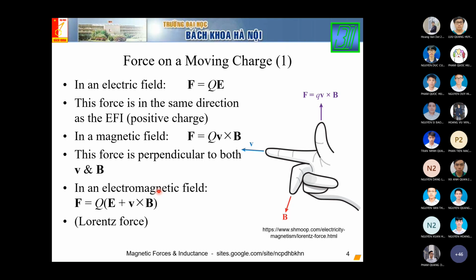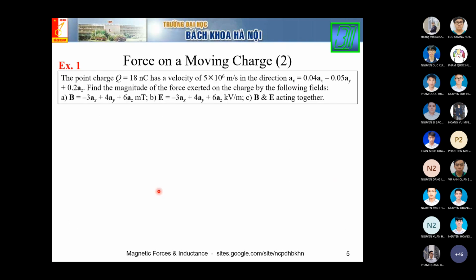To understand this force better, we do the first example in this chapter. We have here a moving charge. It is moving with a speed of 5 times 10 to the power 6 meters per second in this direction. We have to find the force acting on this moving charge in 3 cases: magnetic field, electric field, and the combination of the 2 fields.